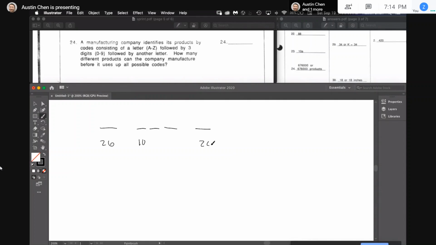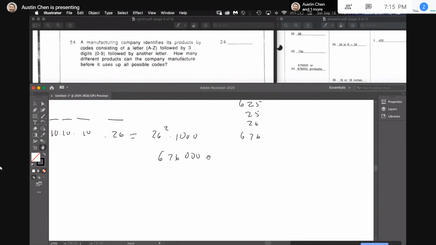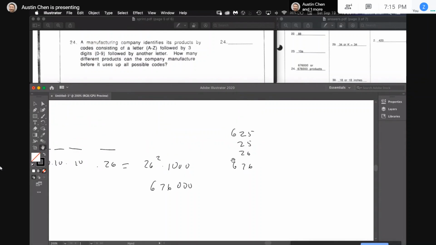So it's just 26 possibilities for each of the letters, and 10 possibilities for each of the digits. Then you just multiply all of them together to get the total number of possibilities for these codes. That will be 26 squared times 1000. 26 squared is going to be what? 625 plus 25 plus 26, which is just 676. So it's 676,000. You can just get this by multiplying it out. This should be pretty easy.